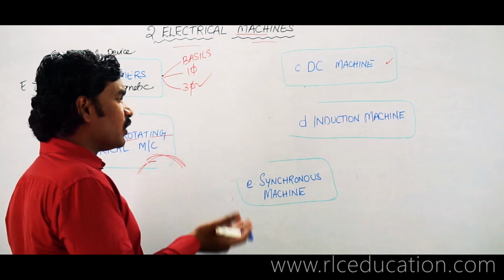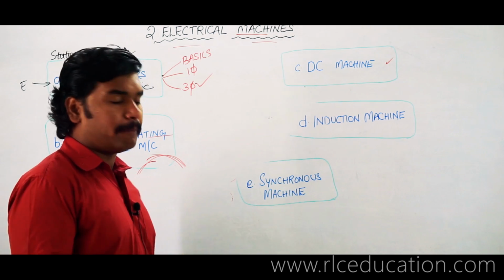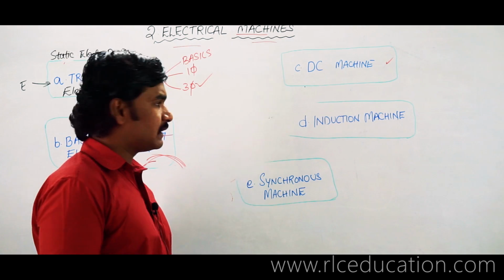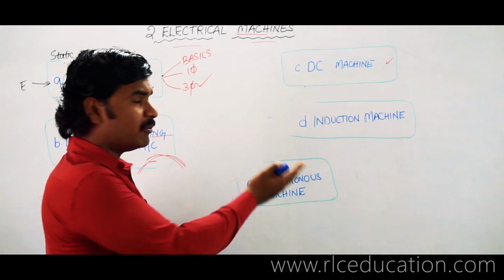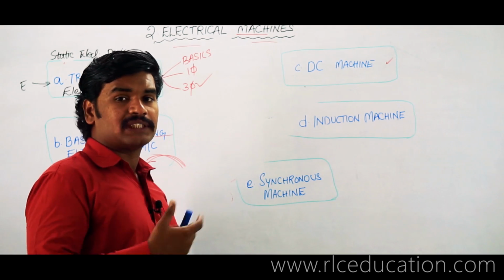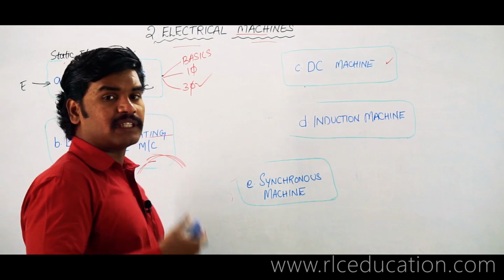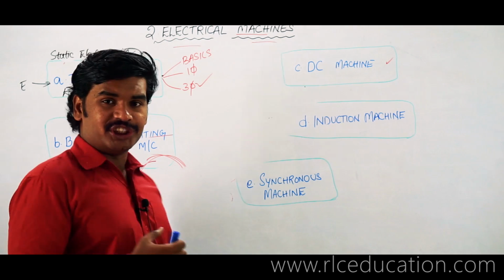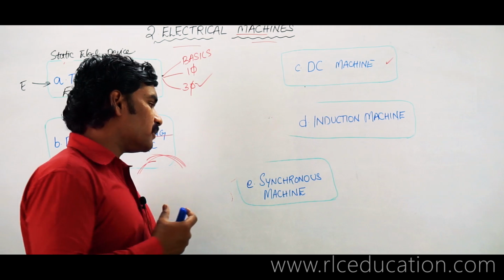Okay. And induction machine is primarily called a single excited machine, whereas DC and synchronous machines are called double excited machines. So such kind of things we can see in the course. Okay, now that is about induction machine. Okay, and then synchronous machine.